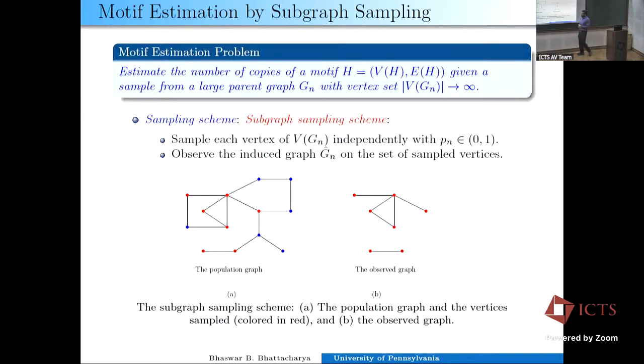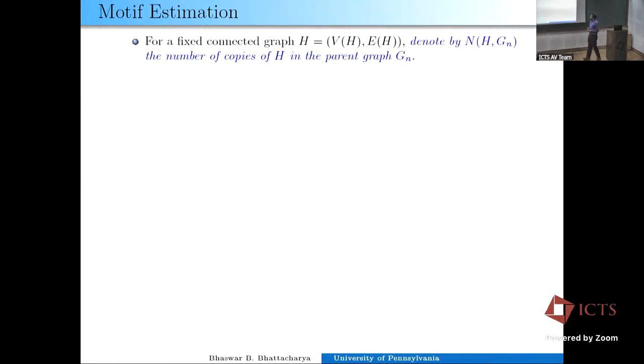So this is my population graph, and that's my observed graph, right? Based on this graph, I want to understand features of this big graph: how many edges, triangles, connected components, things like that. So for the motif estimation problem, you fix a motif H, and here is the notation. N_H of Gn is the number of copies of H in the parent graph. I don't know this number because I don't know Gn. My goal is to estimate this number.